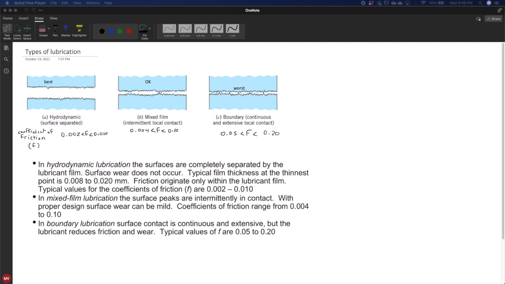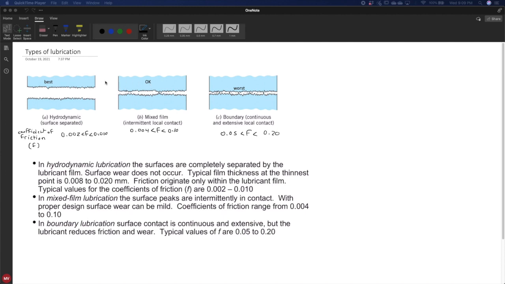There are three different types of lubrication. The first one and the worst one is boundary lubrication. It is the worst because there is extensive local contact between the two members, meaning the coefficient of friction is high, defeating the whole point of lubrication. The next one is mixed film lubrication. There is a little bit of surface contact, making it not ideal.